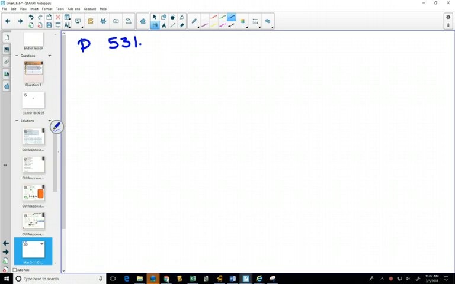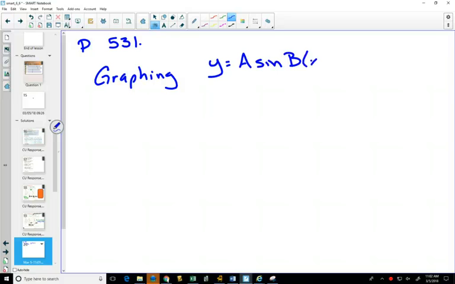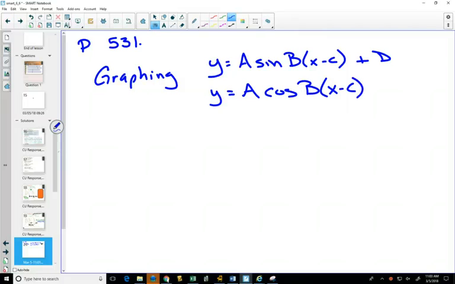So we're going to call this graphing as our title. y equals A sine B x minus c plus d, and y equals A cos B x minus c plus d. Again, you can put an extra set of brackets around this if you'd like, to show that that's what's inside our function. That's all of our horizontal things.